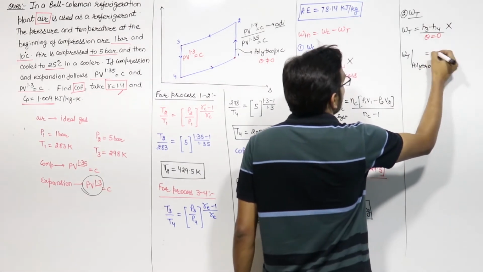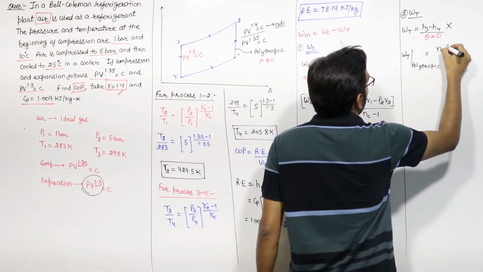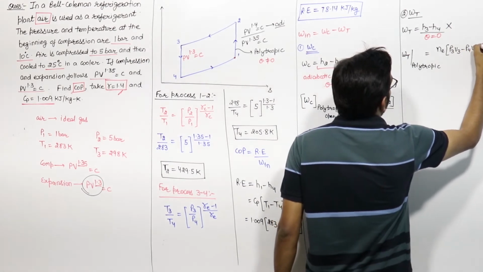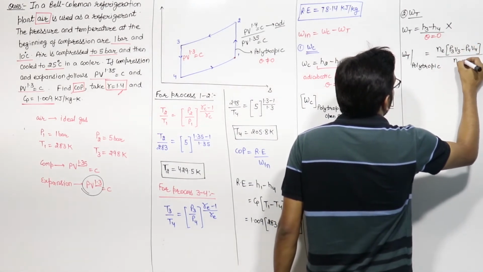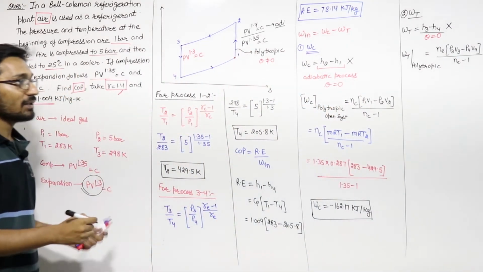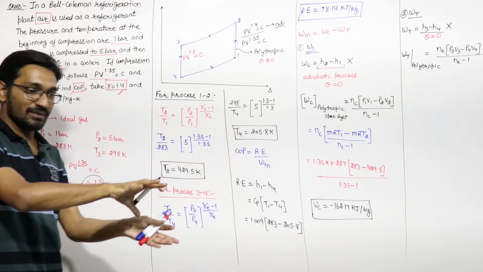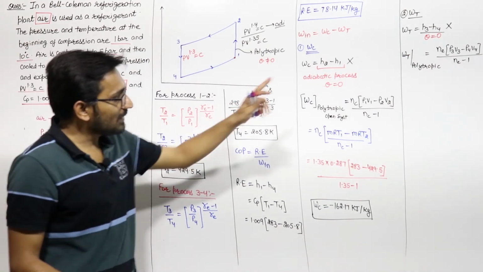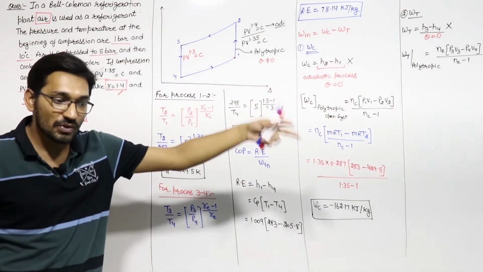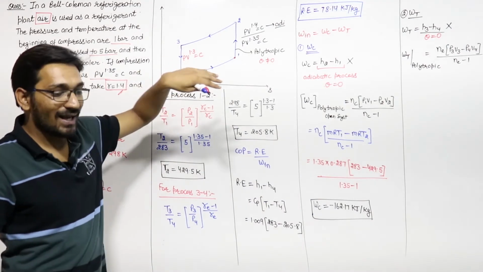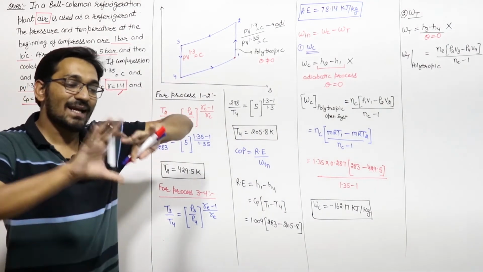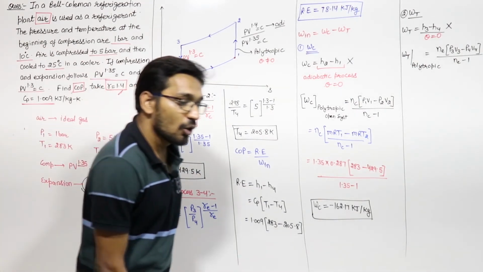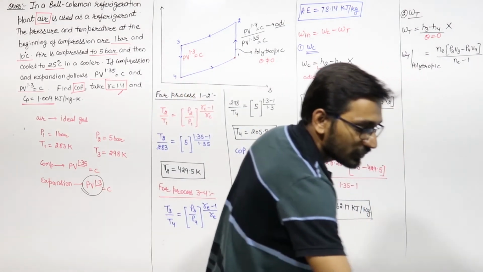And what is that formula? This is equal to n of expansion into (P3V3 minus P4V4) divided by (n minus 1). Again, if I take the turbine, that expander, as a system, then it is an open system, not a closed one. So that's why we are using the formula for an open system. This complete cycle as a system is a closed system, but the turbine and compressor themselves are open systems. So you have to use the formula for open system, right? Don't confuse.